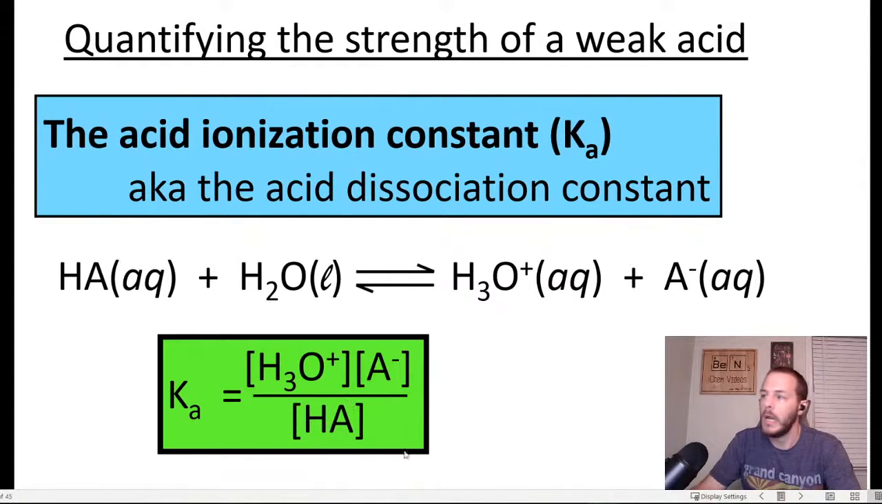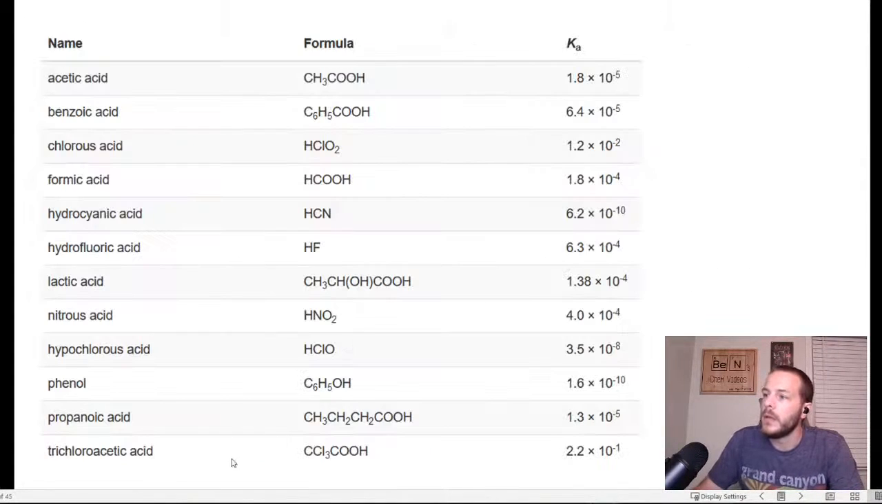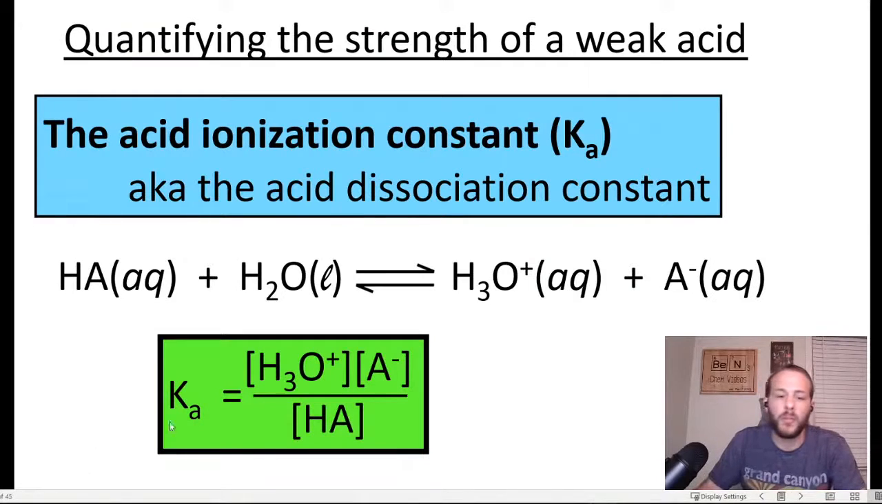And so therefore, this expression is what results: the concentration of hydronium ion times the concentration of that conjugate base A- divided by the concentration of our acid HA. Does anybody have any questions? Now would be the time to ask them. I would love to answer them because we are going to move on.